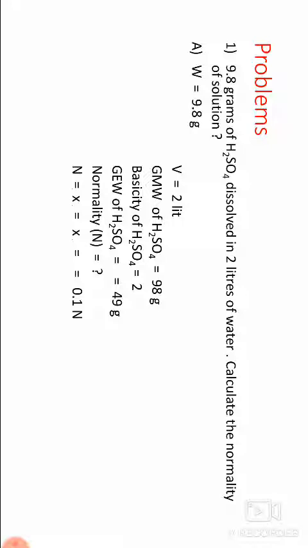Then next, Na2CO3 divides into 2 Na plus and CO3 minus 2. Its molecular weight is 106. Its total number of cations is 2. 106 divided by 2 equals 53. Okay, now these are the calculations of GEW. It is used for the calculation of normality.